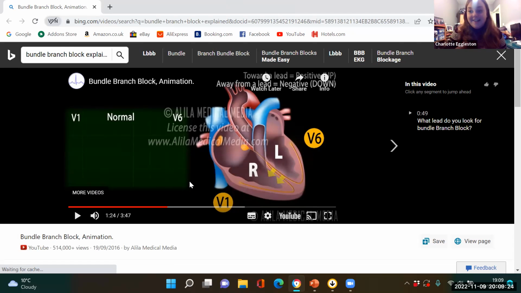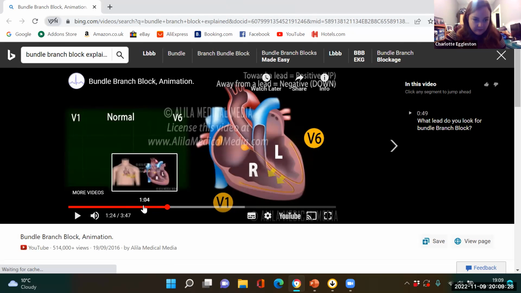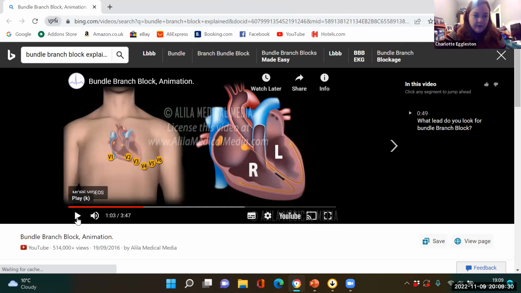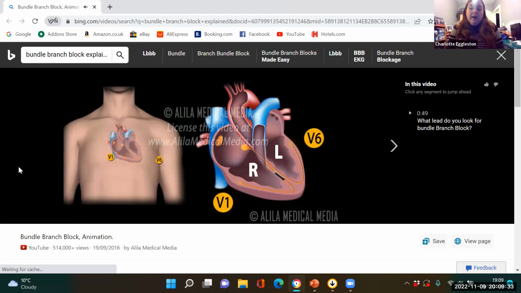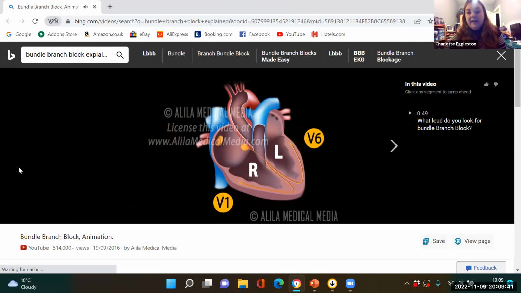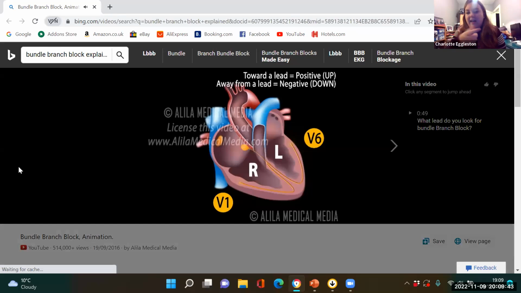Not that my voice is any less annoying, but I'll talk through what's going on. Let me just find the right section. It's right here. I think it's just quite a nice animation to explain. So this is saying that V1 and V6 are the right choices because it helps to see the spread from right to left, because that's where they sit.